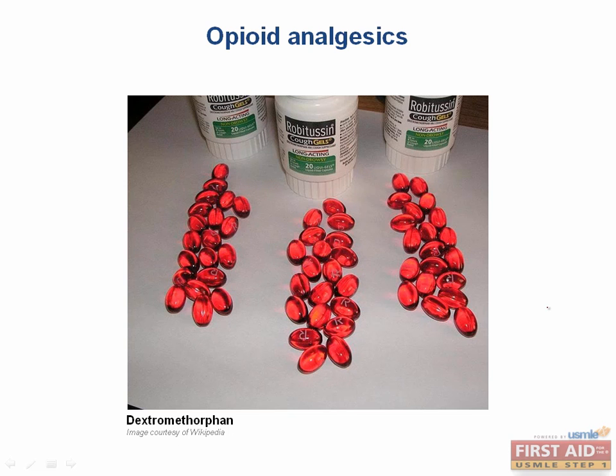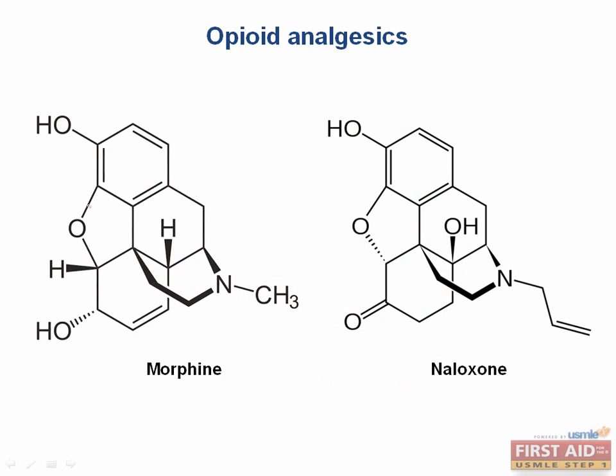Now, the most dangerous sequelae of opioid overdose is respiratory depression. This can lead to death, so you should know what the treatment is for an opioid overdose. What is it? The answer is naloxone. You need to give naloxone or naltrexone, which are both antagonists at the opioid receptor.